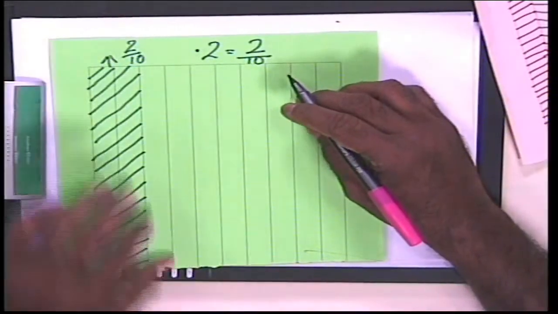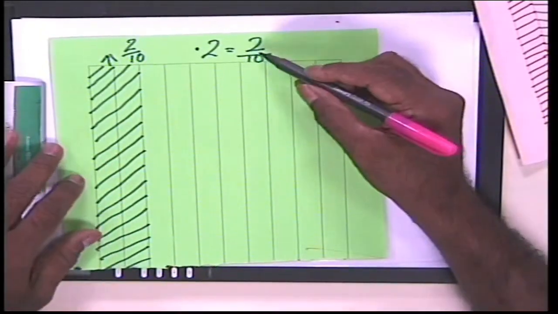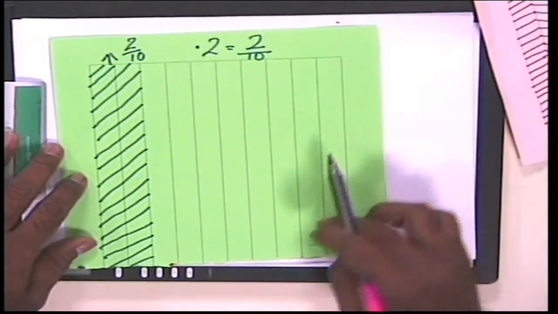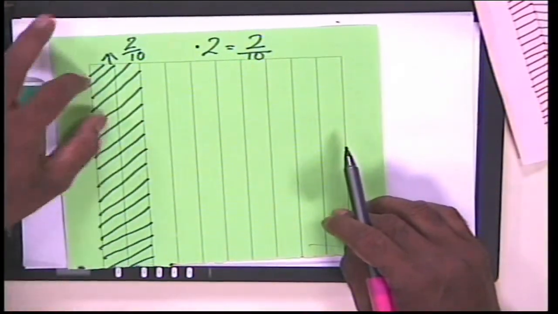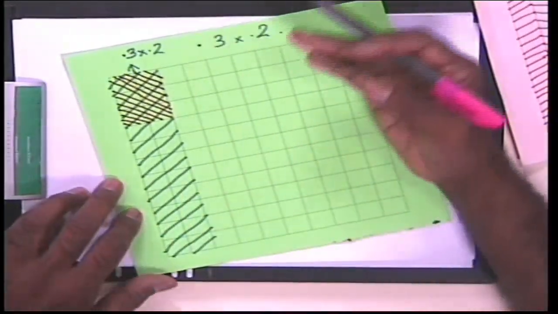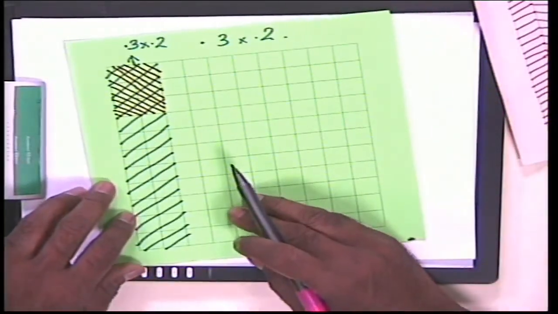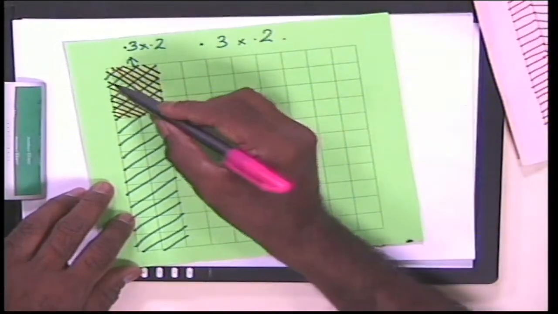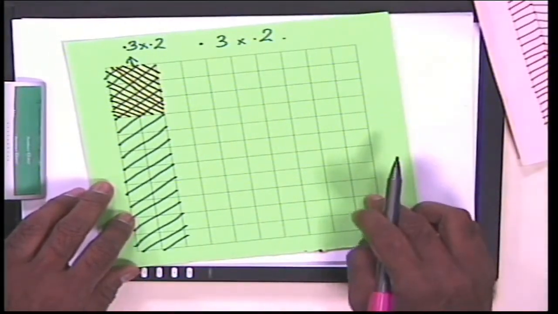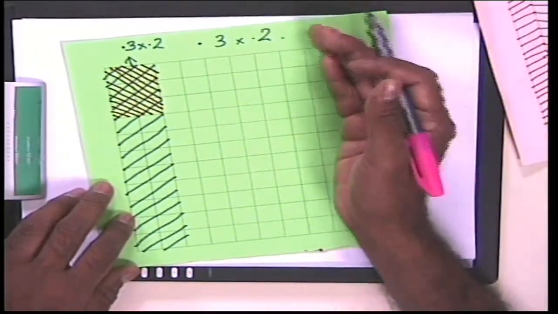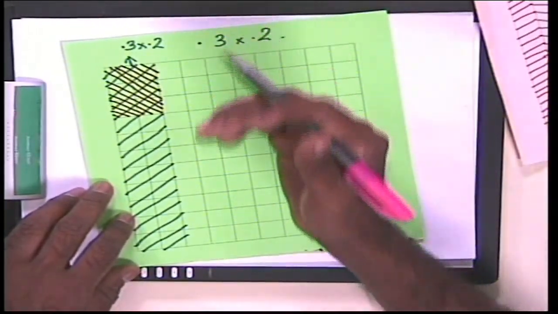Now we can move to another example. Suppose we want to find 2 out of 10. 2 out of 10 we know is 2 parts of this 10 parts. This is the 2 shaded region. Now I am asking what will be the value of 0.3 into 0.2. We know that 0.2 is 2 out of 10. Now I need to find 0.3 part of 0.2. 0.3 part means it is 3 by 10.